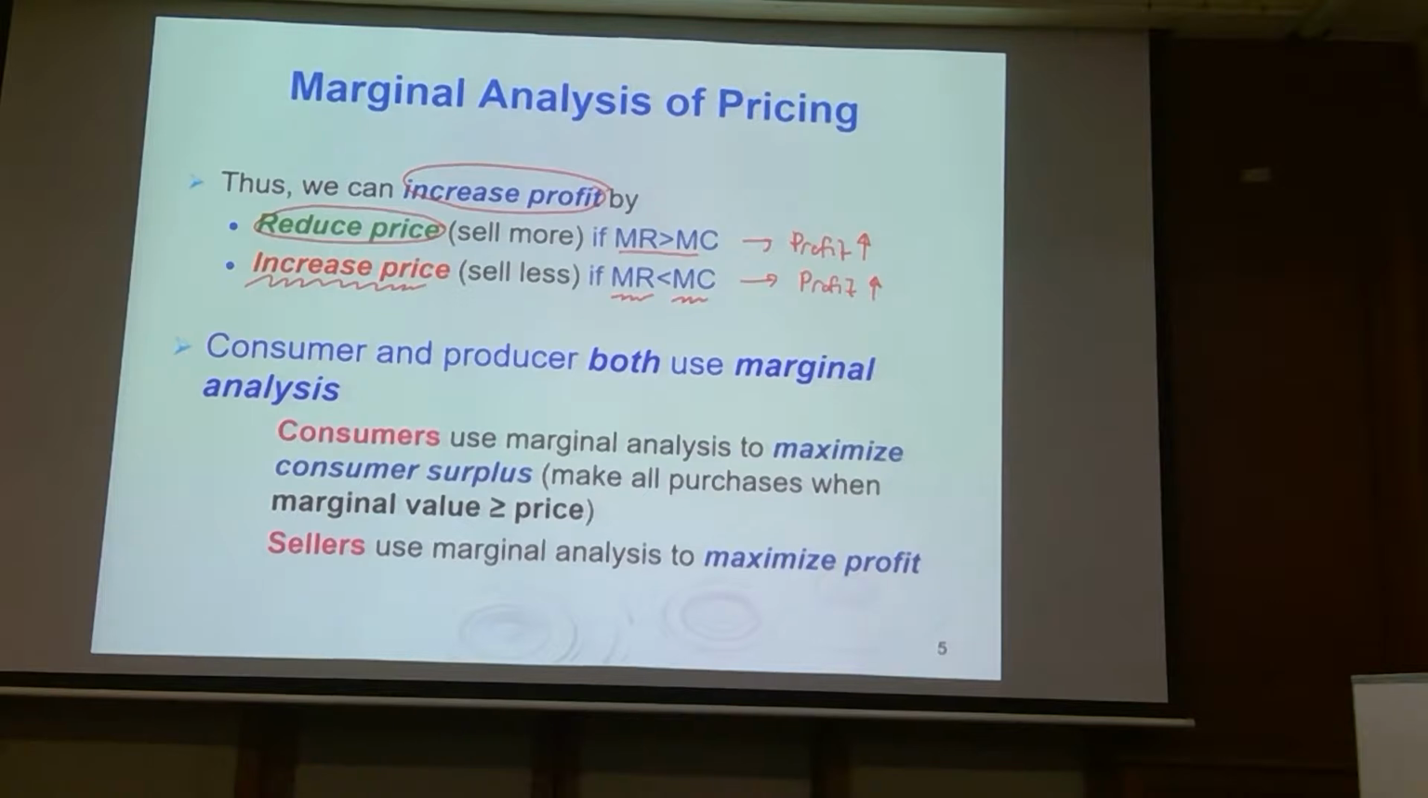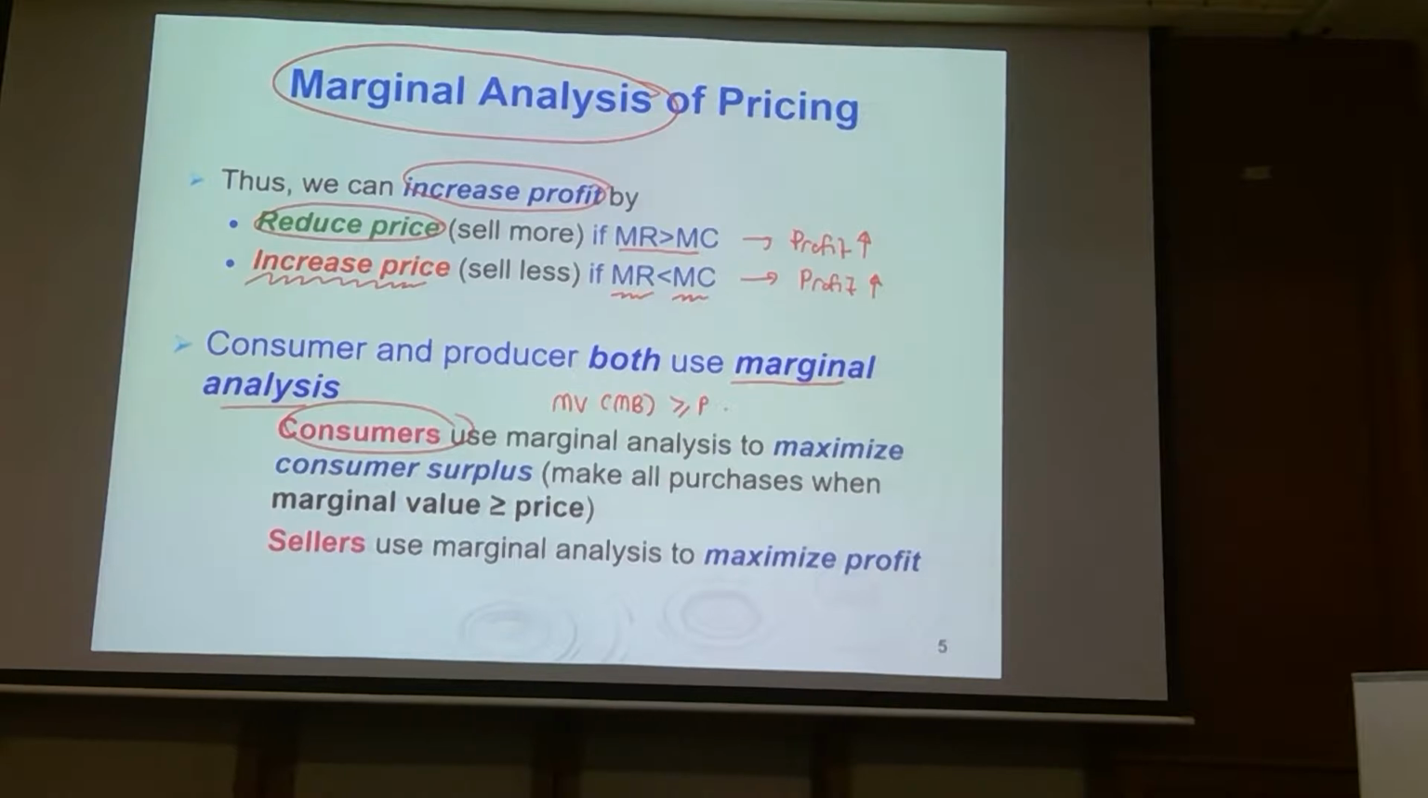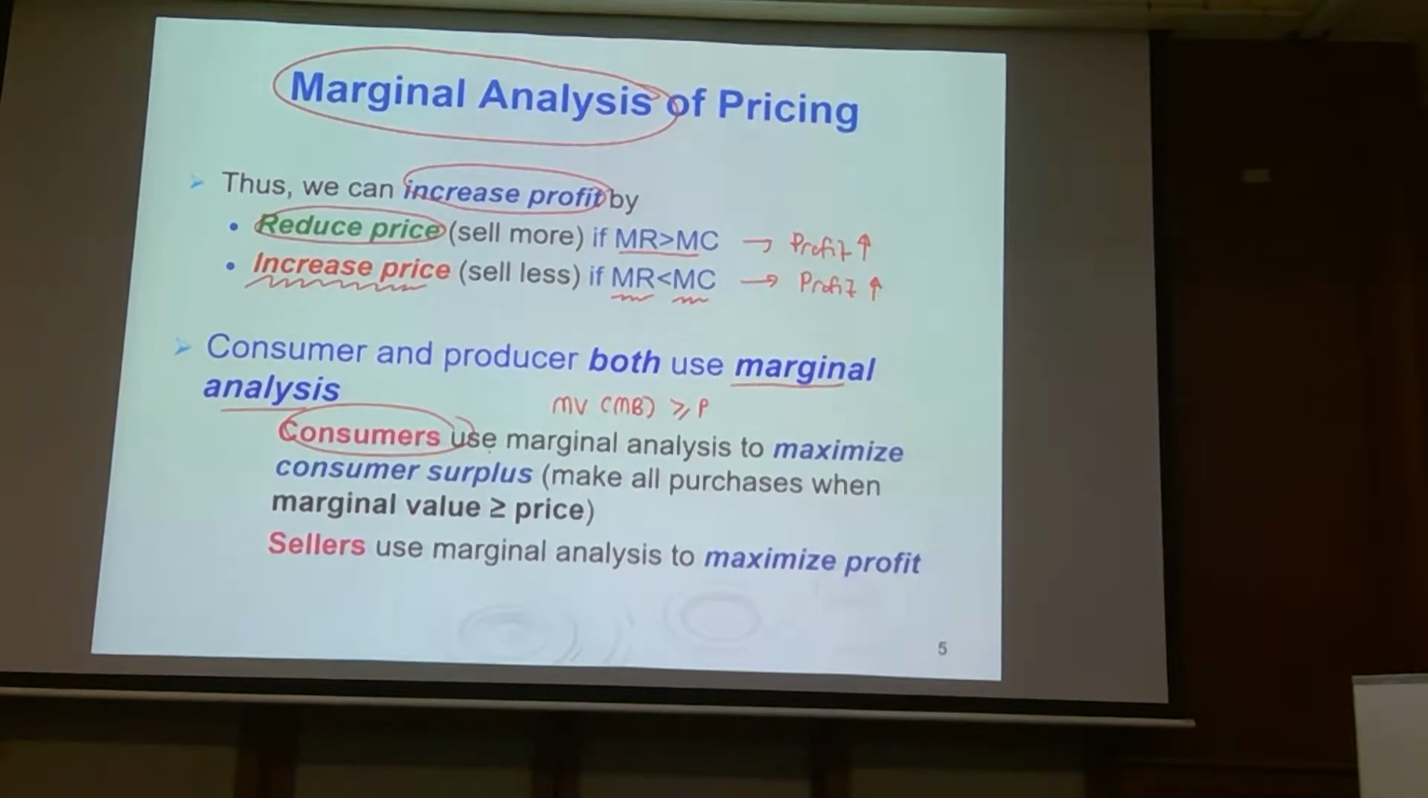So that is our pricing rule based on the concept of marginal analysis. Both consumers and producers apply the concept of marginal analysis. In terms of the consumer, when we make a consumption decision, we always compare the extra value or extra benefit that we get from an extra unit of consumption with the price that we pay for that product. We continue our consumption as long as the extra value or extra benefit more than covers the price that we pay. That's how the consumer makes a consumption decision by applying marginal analysis.